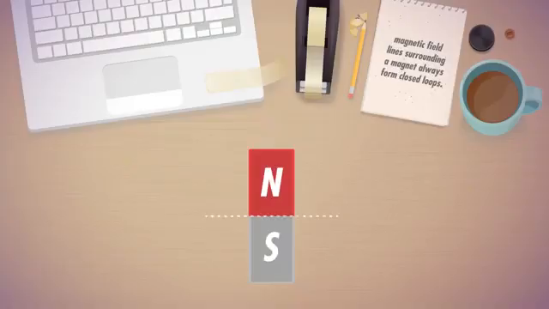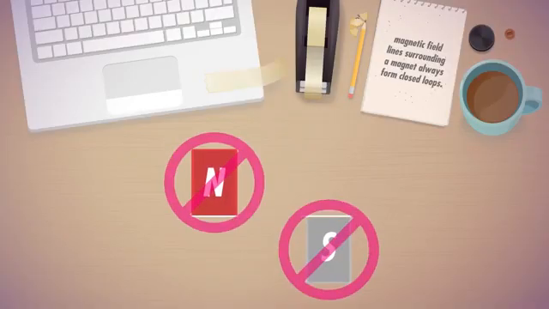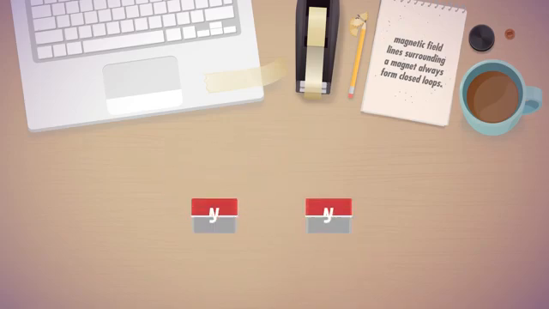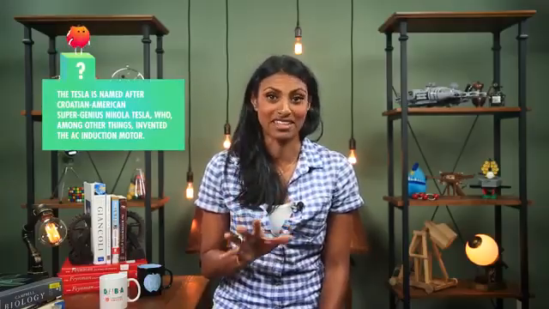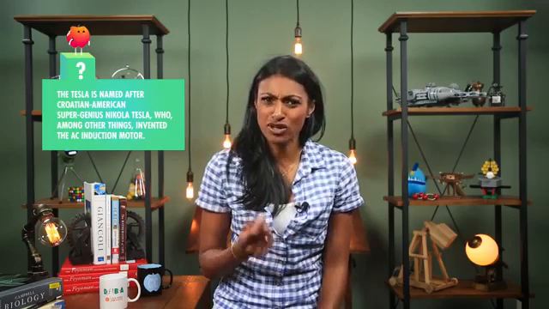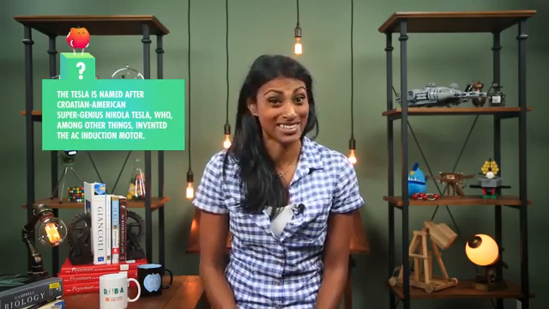If you chop a bar magnet in half, you don't end up with one north magnet and one south magnet. You end up with two magnets, each with its own north pole and south pole. This means that the magnetic field lines surrounding a magnet always form closed loops. We measure magnetic fields using a unit called the Tesla, which is 1 Newton per ampere meter, and 1 Tesla is a very strong magnetic field. The fields from some of the strongest superconducting magnets in the world are only 10 Teslas.